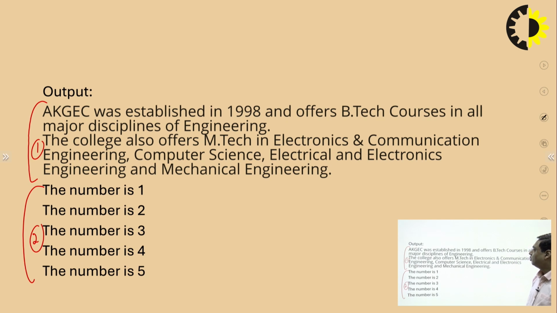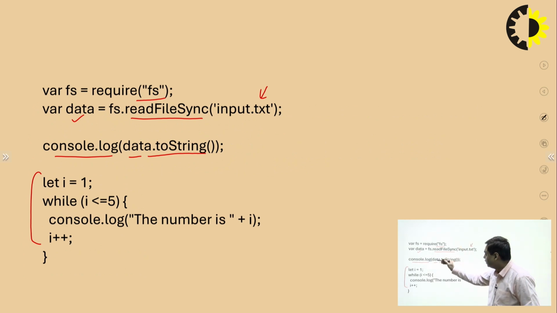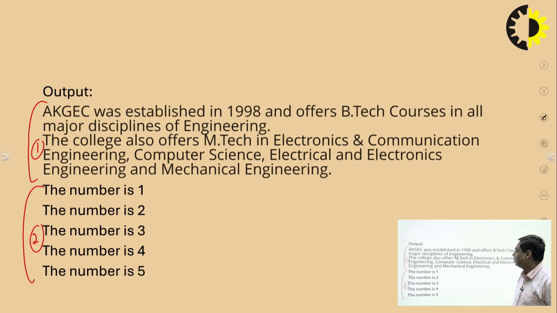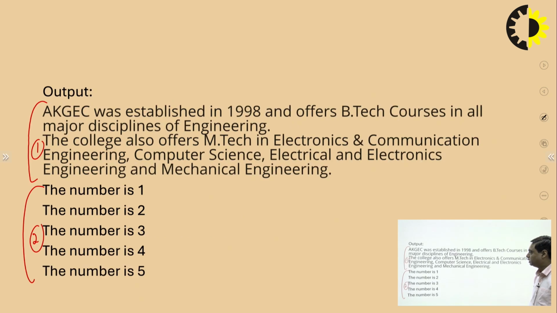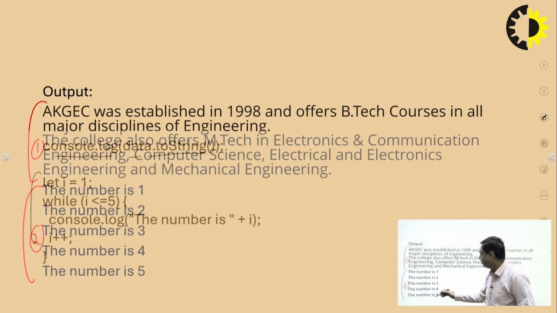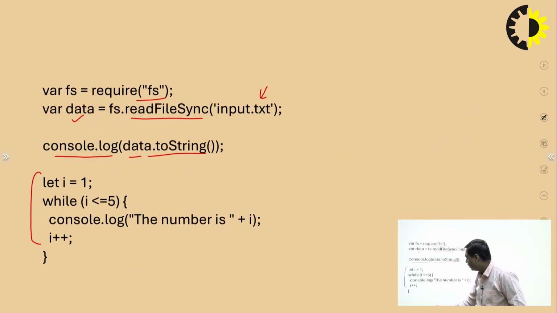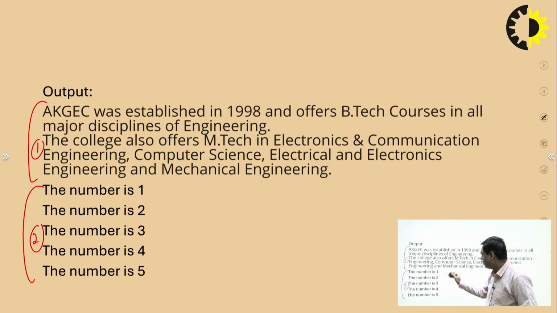Generally, most programming works in a synchronous way. The meaning is, when the first part of the code is completed, then the second part of the code will execute. Because of the synchronous concept and this readFileSync method, first the content of the file has been displayed, and only then will it execute this while loop, displaying the numbers 1, 2, 3, 4, 5.